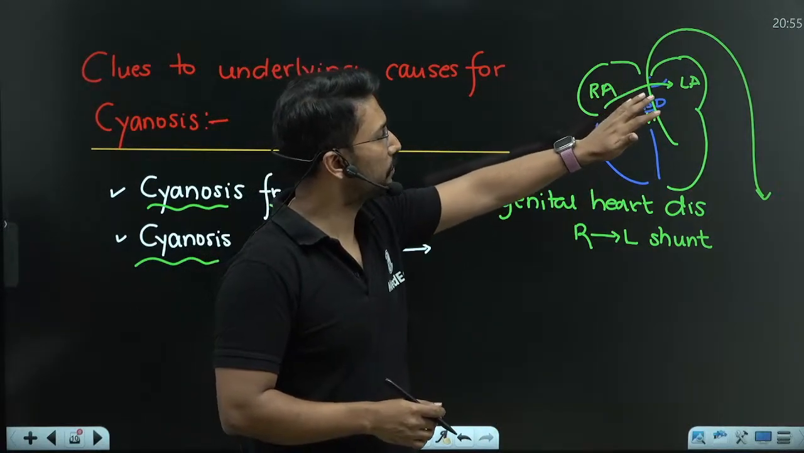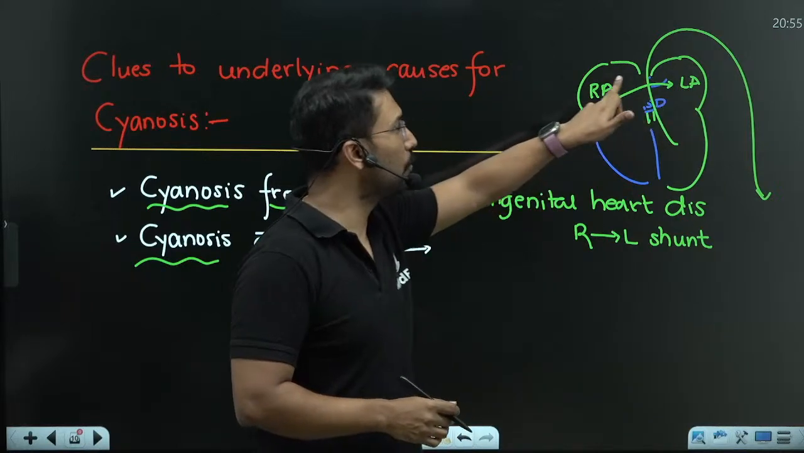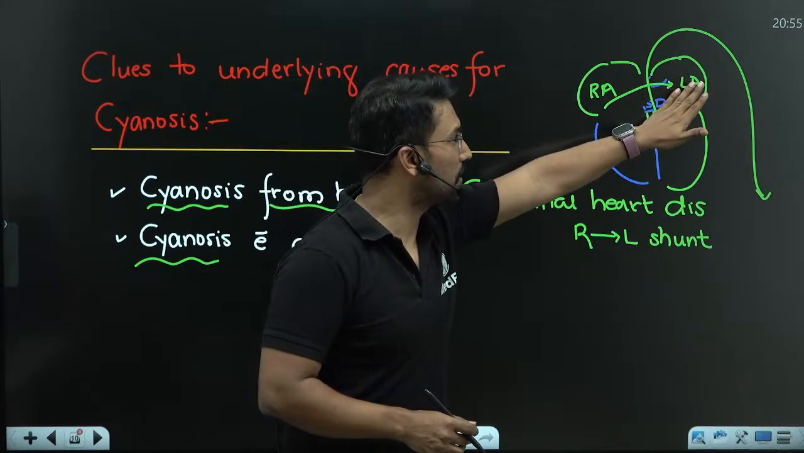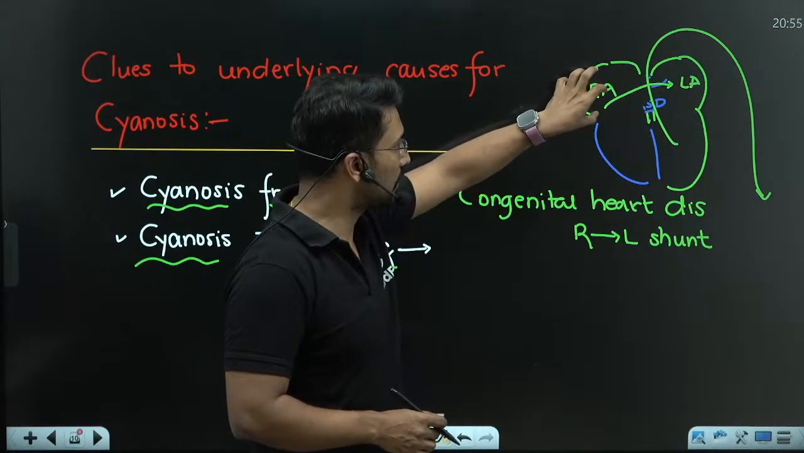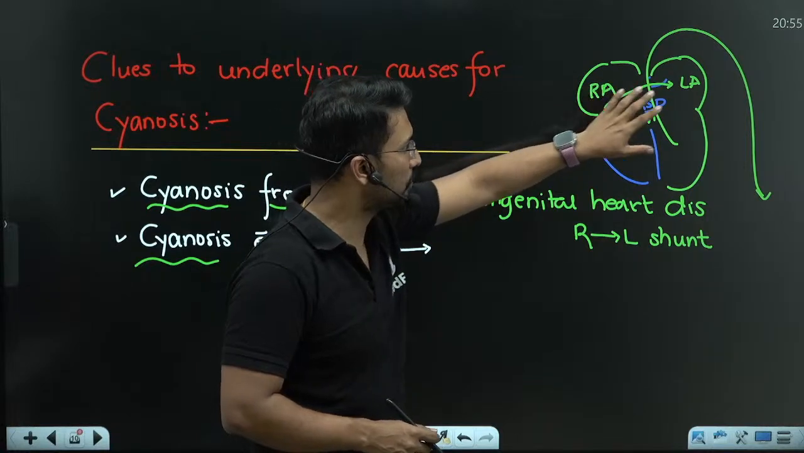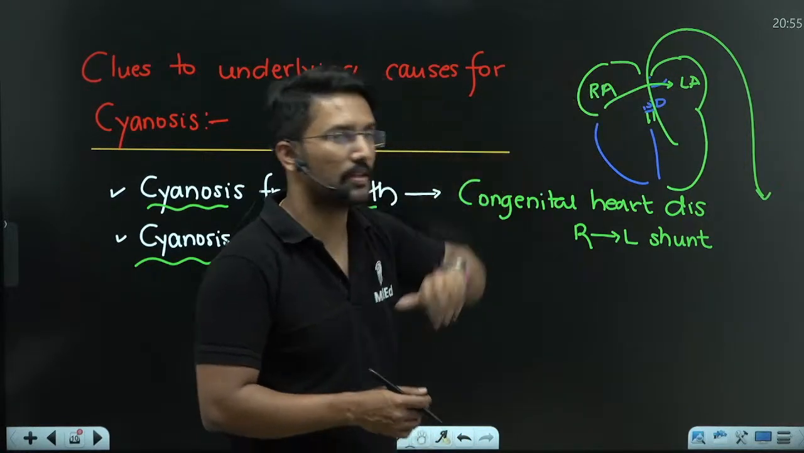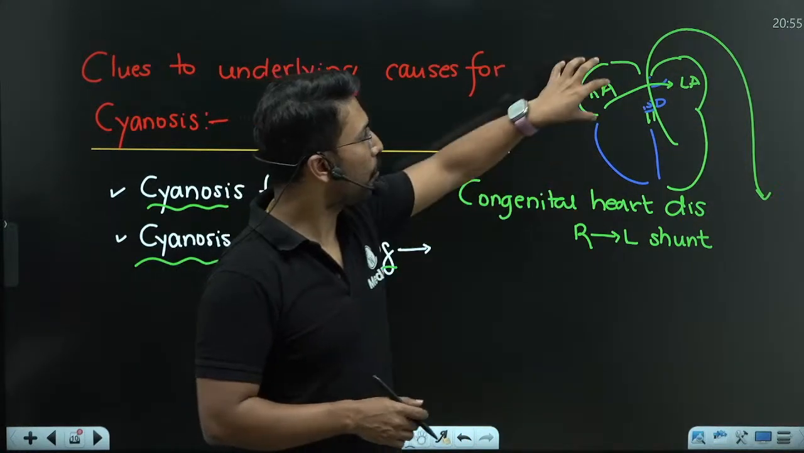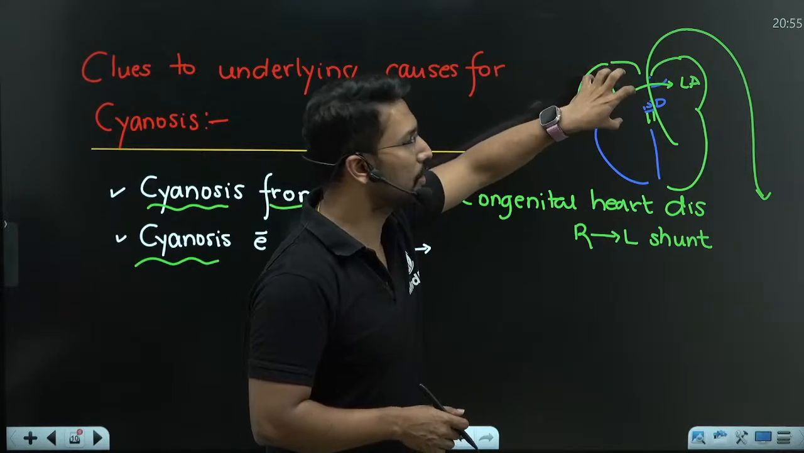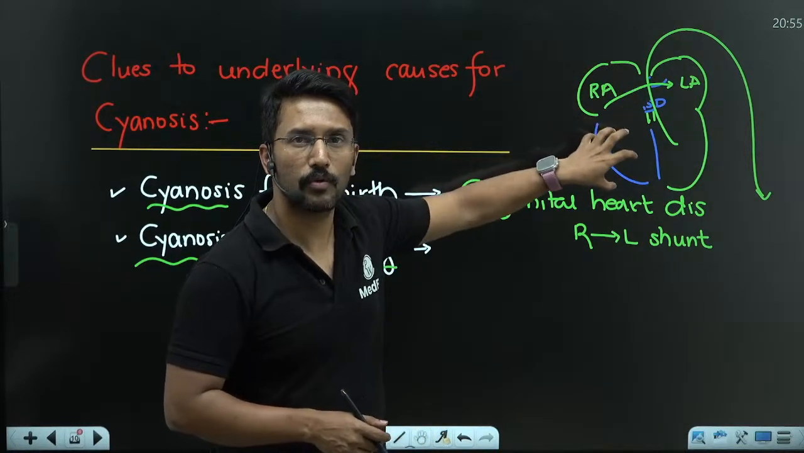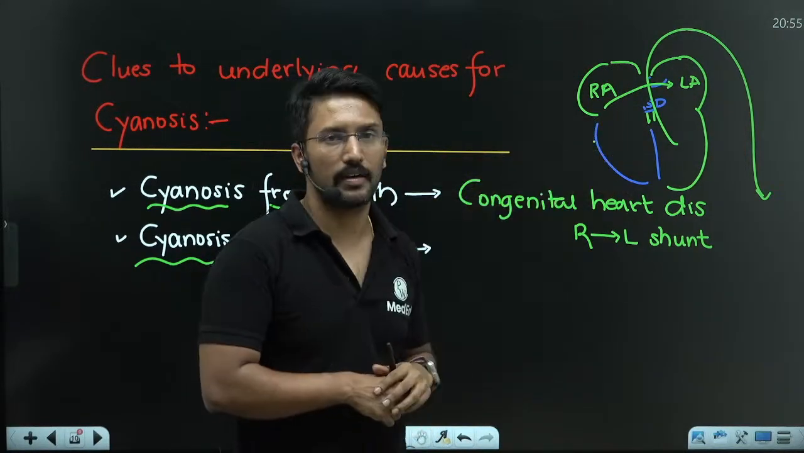Most patients with ASD will have left to right shunt. Oxygenated blood from left atrium will be mixing with deoxygenated blood in the right atrium because pressure in the left atrium is more than the pressure in the right atrium. But if more and more amount of blood starts coming to right atrium, thus more and more amount of blood starts coming to right ventricle, right?